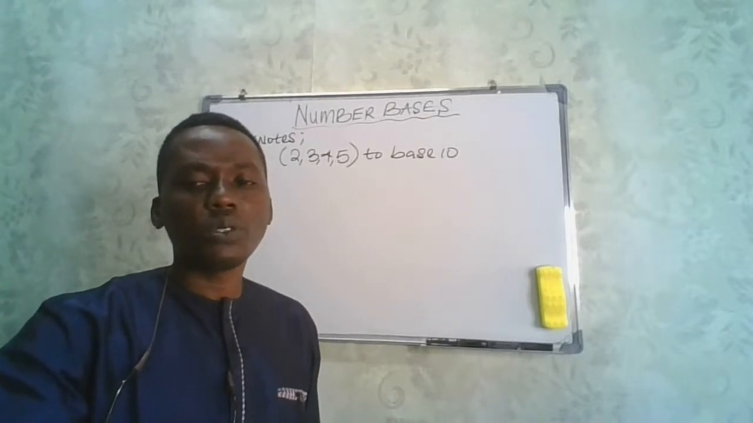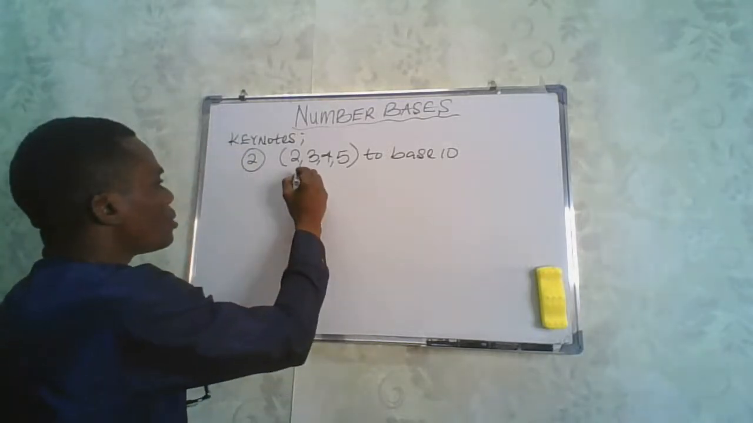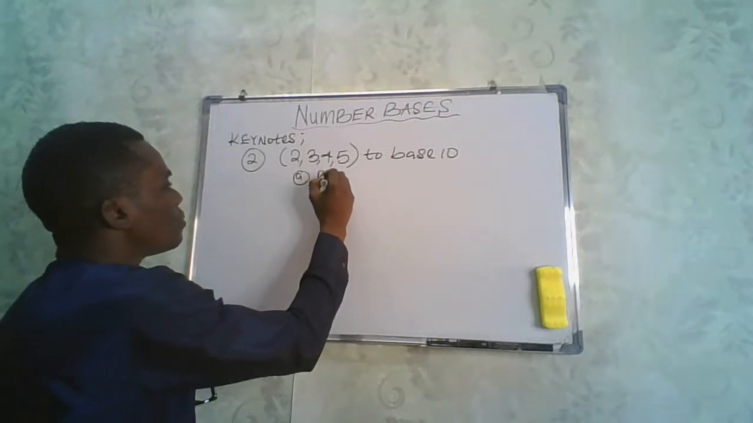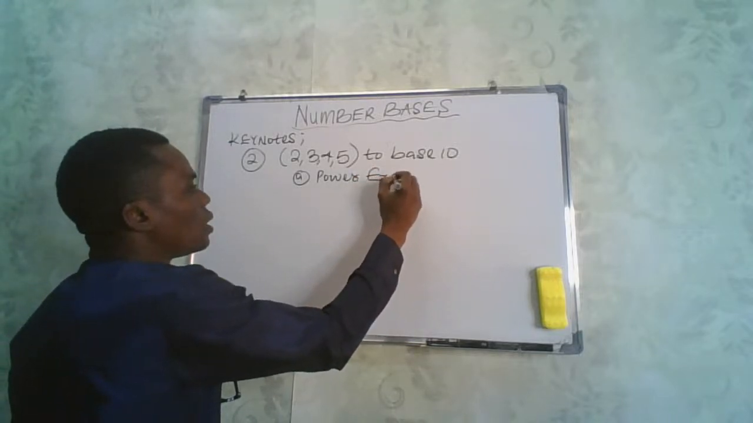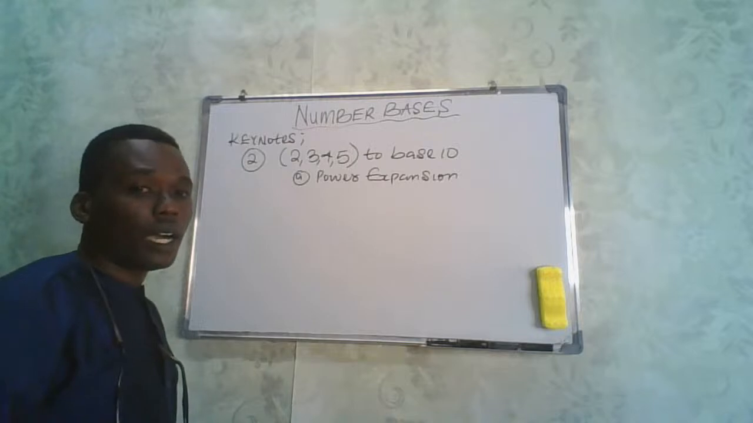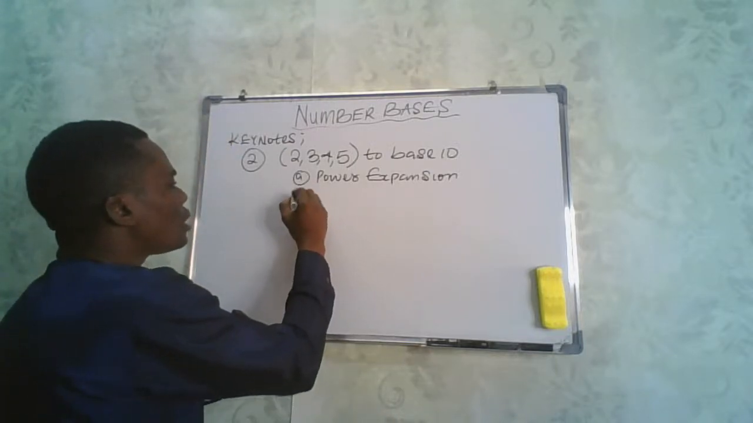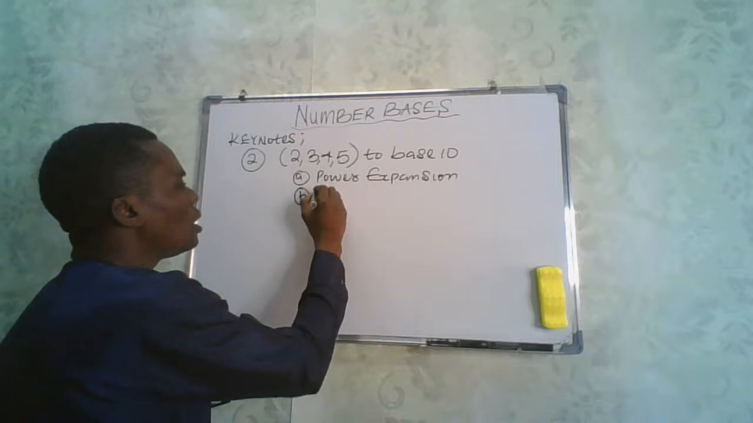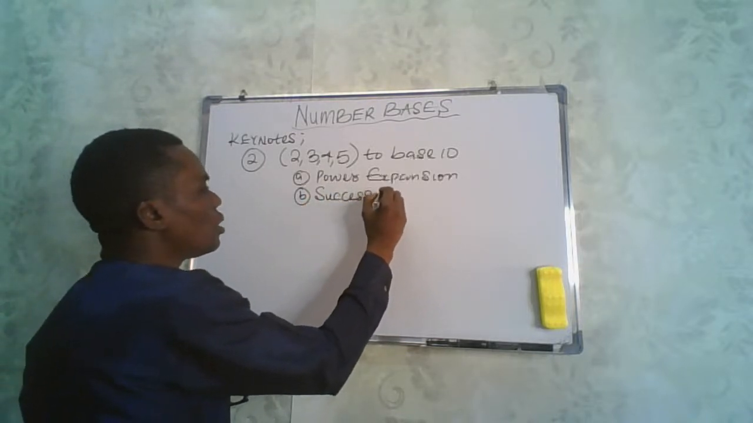The first method is the power expansion method. That's the normal method most of us know and make good use of. Then the other method, which I introduced, I call the successive multiplication method.